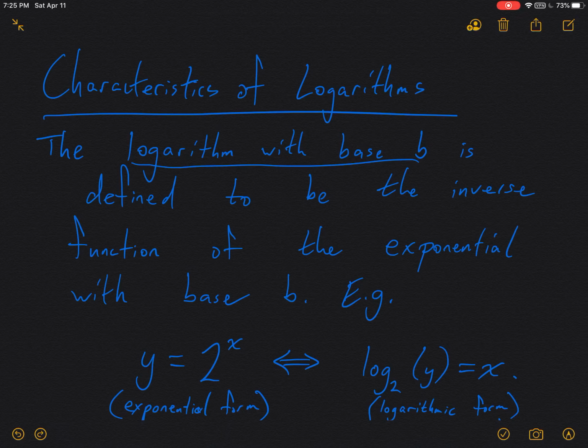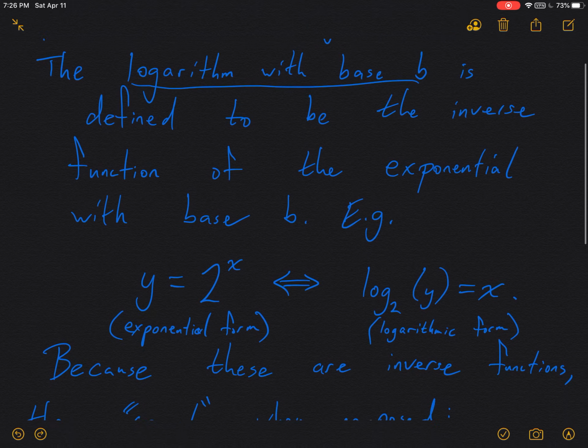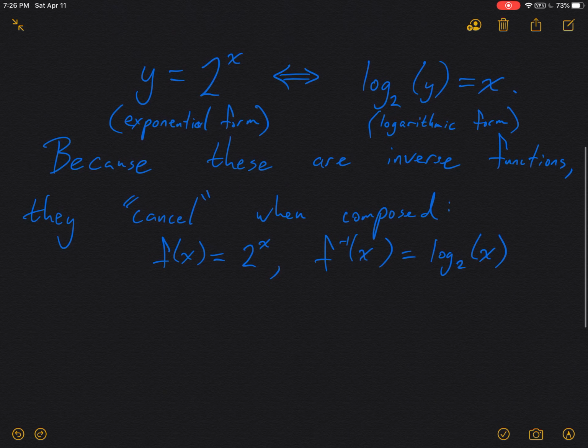We usually call the left equation the exponential form of the equation because it involves an exponential. And then we will call the right side the logarithmic form just because it involves this logarithmic function. But the point is that a logarithm is defined to be the inverse function to its corresponding exponential function. So for every base, you'll have a corresponding logarithm with that base. So this would be called log base 2.